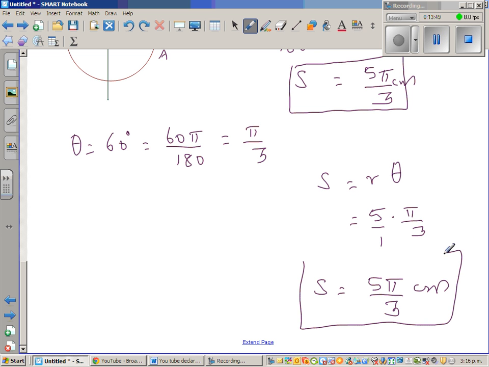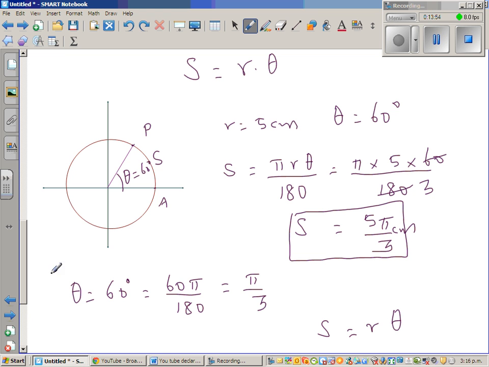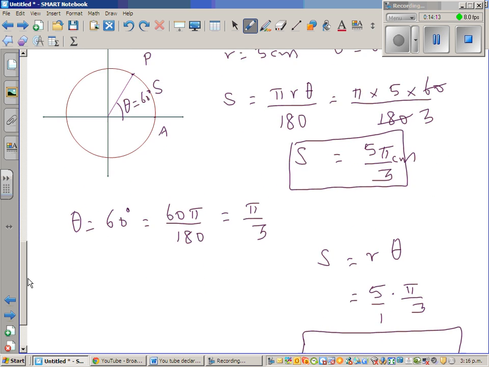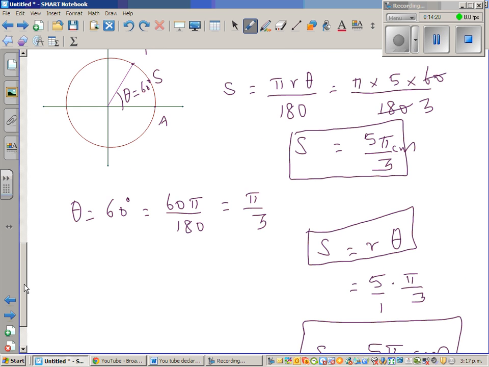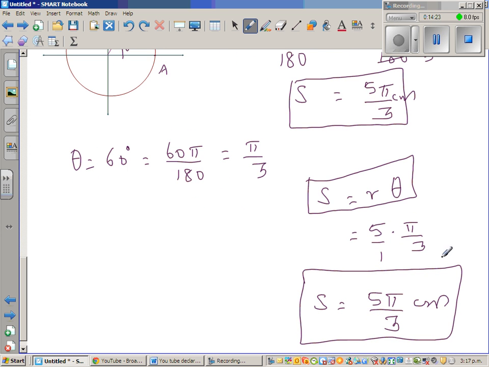So you can use both these formulas. In some textbooks they say that you can't find the length of an arc if it's in degrees. I don't think that is right. You can find the length of the arc even if it is in degrees, but you have to use two different formulas for degrees and radians. So if it's in degrees, you can use this formula, which is pi r theta over 180. And if it's in radians, you have to use this formula, which is S is equal to r theta. They are one and the same formula. So both of them gave you the same answer.